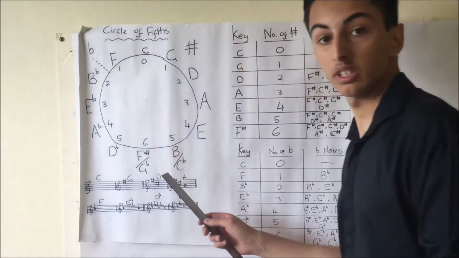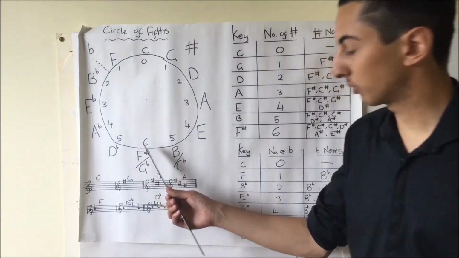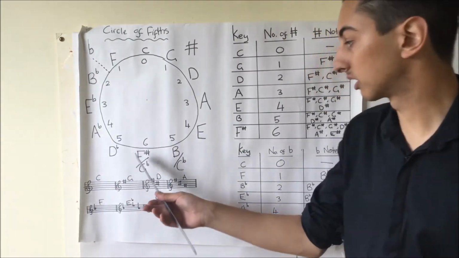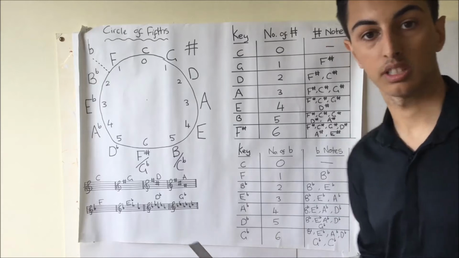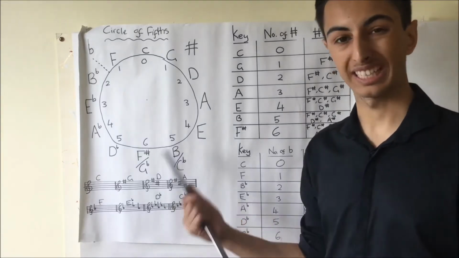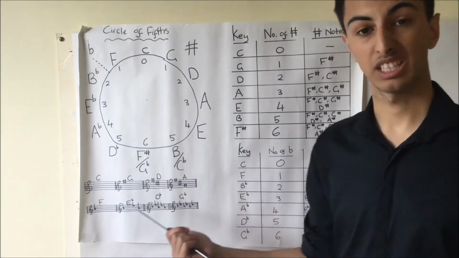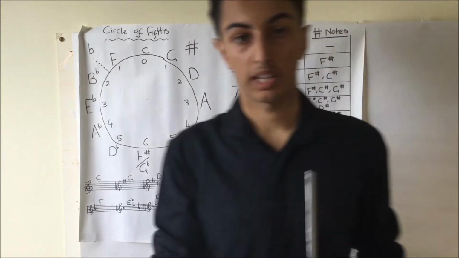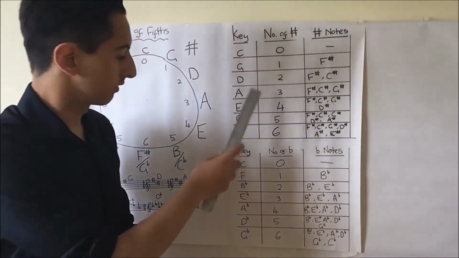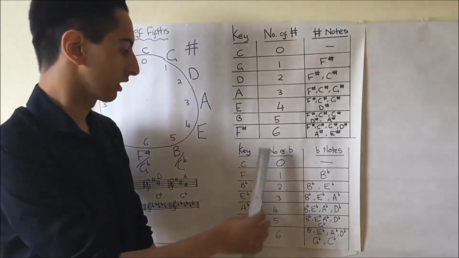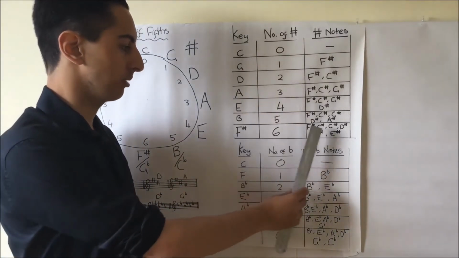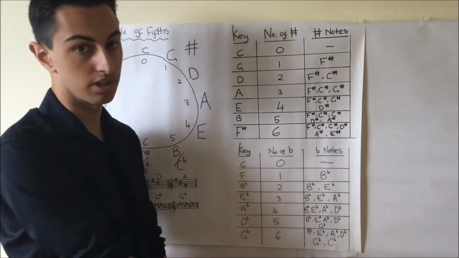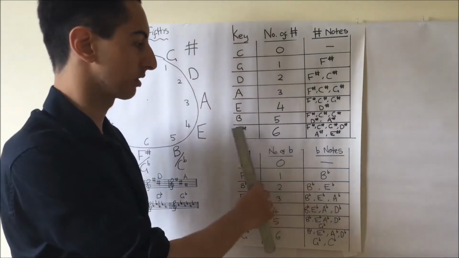Down at the bottom of the circle of fifths, we can see keys which are enharmonically equivalent to each other. This means that the scales will sound exactly the same, but the key symbols are written differently. If we look back over at the tables on the right here, we can see down at the bottom of the tables there are keys which contain a large number of sharps or flats.